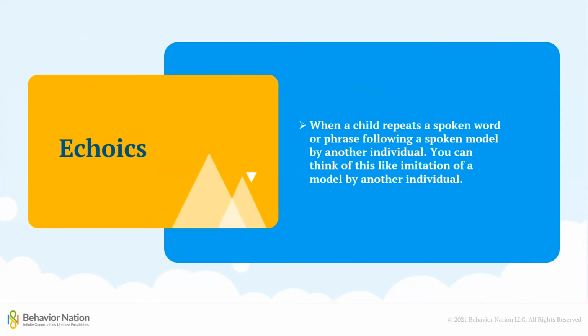An echoic is simply when a child repeats a spoken word or phrase that is modeled by an adult. So this could be an imitation of a word. For example, if you say to your child, say ball, and they say ball, you have just taught them an echoic.